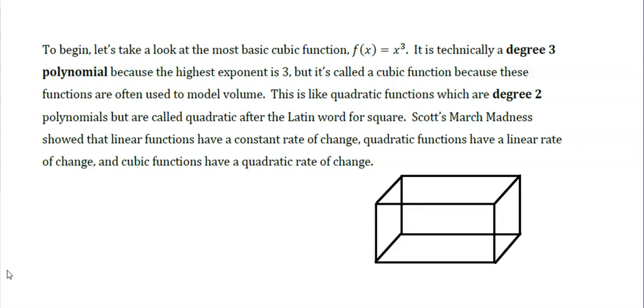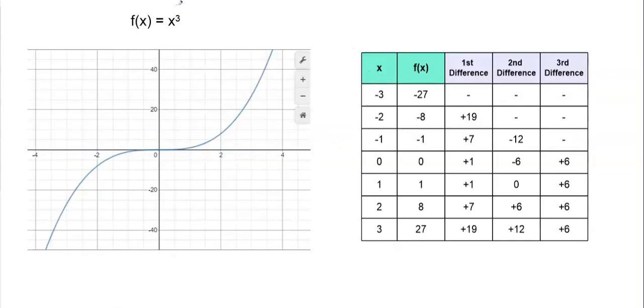Scott's March Madness showed that linear functions have a constant rate of change, quadratic functions have a linear rate of change, and cubic functions have a quadratic rate of change. The parent function for cubic functions is f of x equals x to the third power, or x cubed. Here's the graph. You can see that it's increasing, and the table, the x values and the f of x values, and the first, second, and third differences.